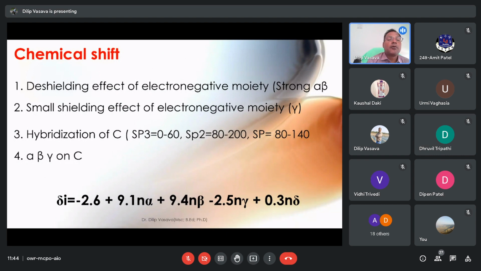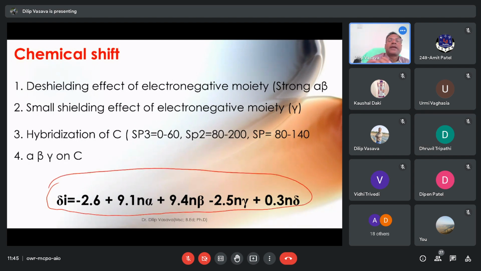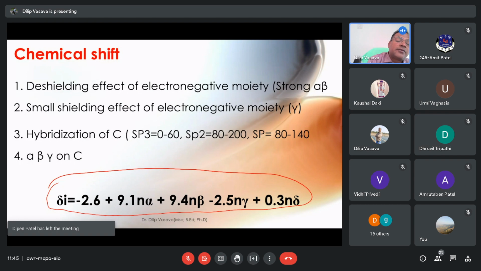This formula is very important. Without taking any spectra, you will be able to calculate the carbon value of any carbon atom. So for that you need to remember this formula: delta i is equal to minus 2.6 plus 9.1 n alpha plus 9.4 n beta minus 2.5 n gamma plus 0.3 n delta. So you can calculate without any graph, and you will get an idea about the carbon.